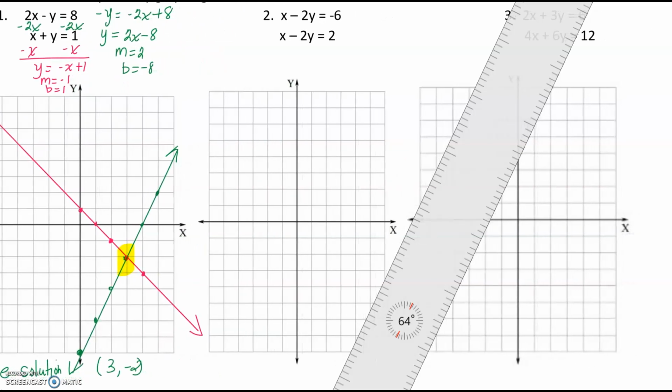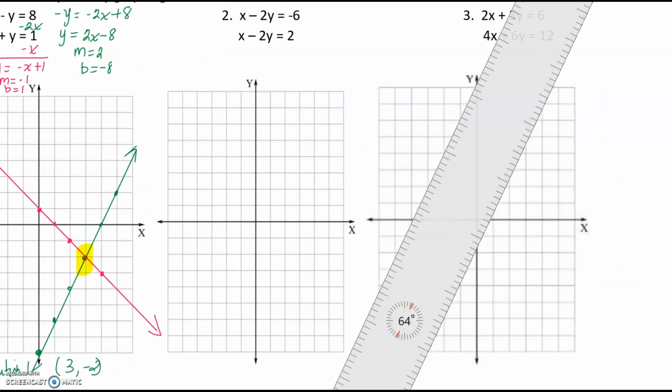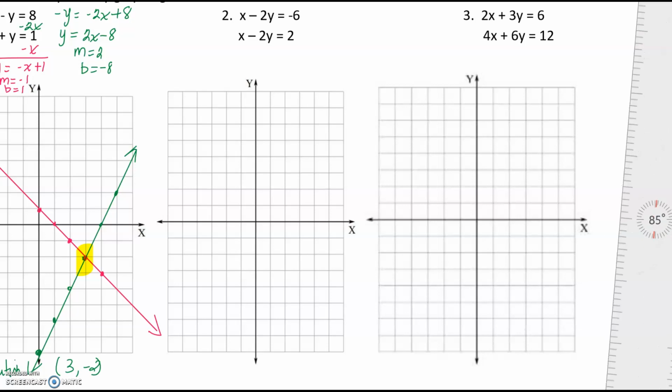Okay, let's go to the next one. x minus 2y equals negative 6. In my top equation, to get y by itself, I'm going to subtract x. And when I do, I have negative 2y equals negative x minus 6. I'm going to divide by negative 2, and I get y equals 1/2 x plus 3.